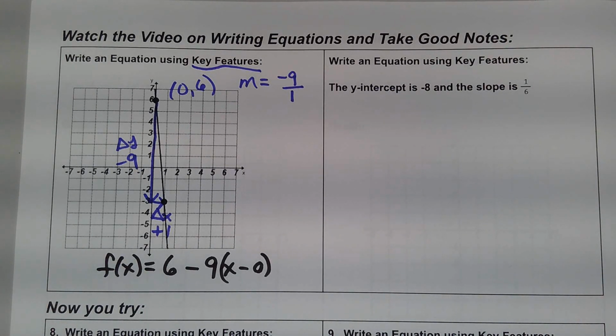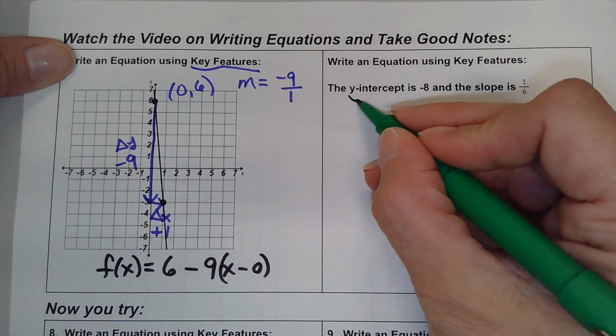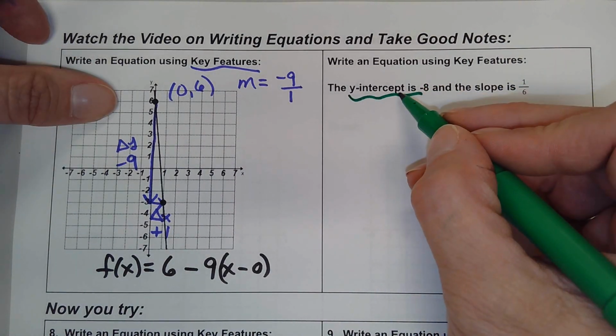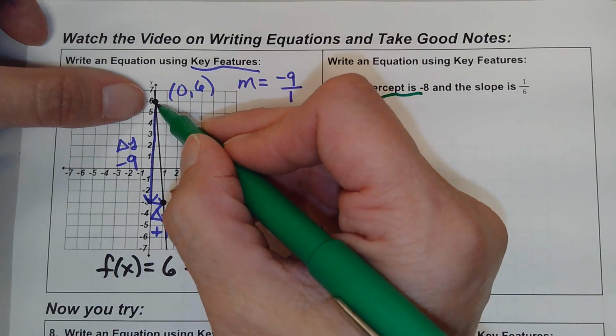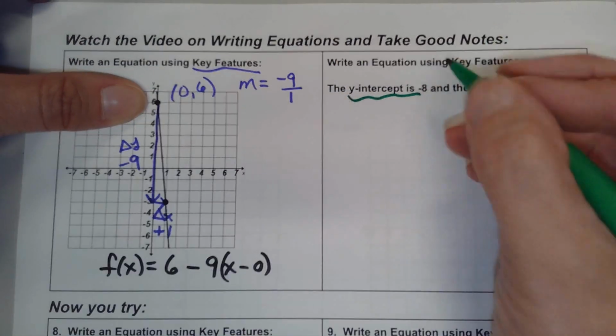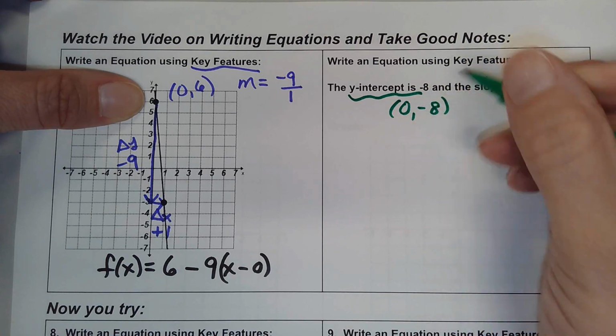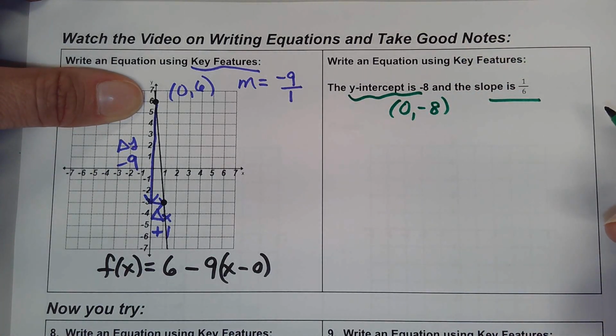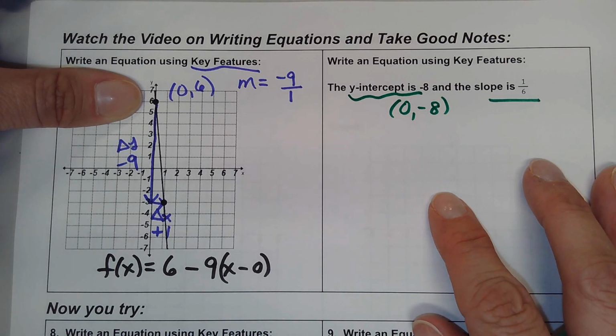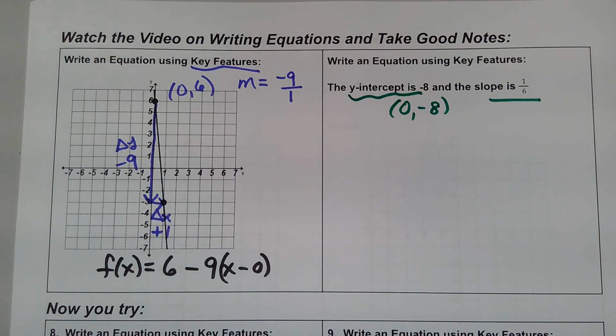The second one right here is telling us the y-intercept. The y-intercept is where a line touches the y-axis. So that is the point 0, -8. And they're telling us the slope. So in terms of writing the equation, we're ready to go.